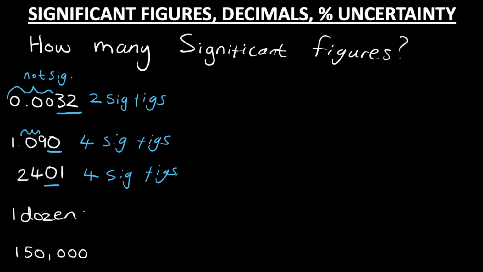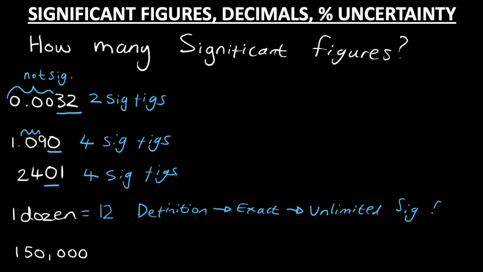Okay, so the next one's a little bit more tricky, and depending on whether you've seen this in your lectures or not, may throw you off. If you don't know, 1 dozen means 12 of anything, and it's considered to be a definition in physics. Now, a definition is an exact amount, and with exact amounts, there are unlimited significant figures. So whenever you see a definition or an exact amount, know that it's unlimited significant figures.